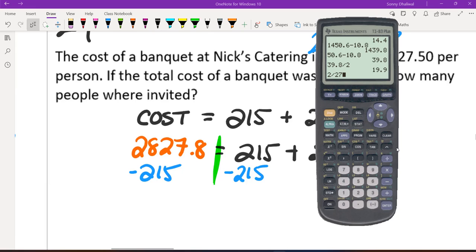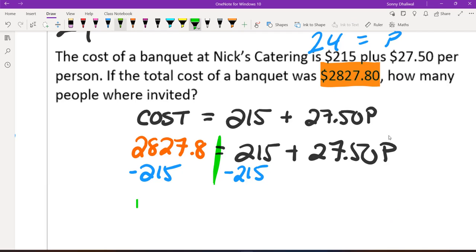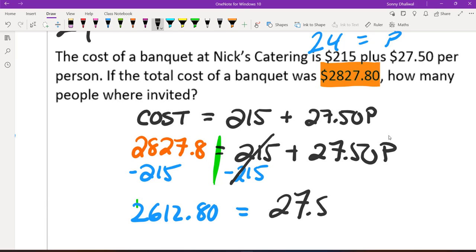So we got $2,827. Oh, that's not right. 2,827 and 80 cents minus 215. Oops. We got 2,612 and 80 cents. On the other side, where those are gone, we're left with the 27.50 per person.